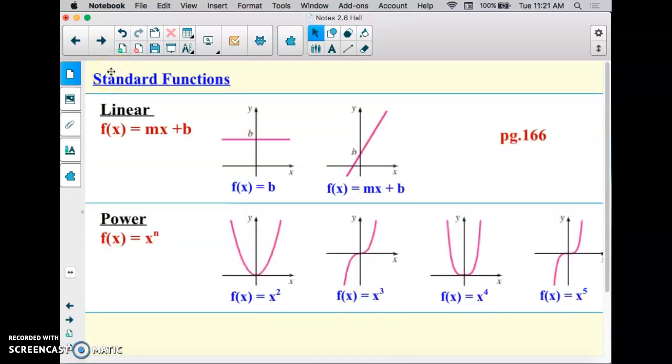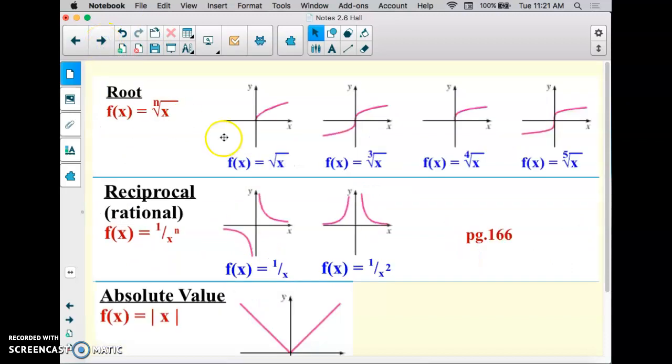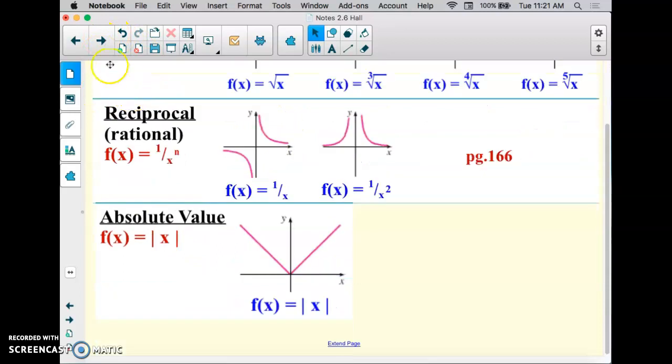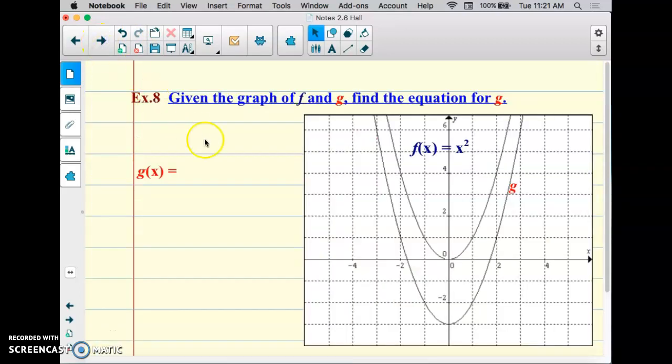Okay, so here are some standard functions. Again, I know I showed you these before, but we're going to need this for the parabola, the power function, f of x equals x squared. So I decided to show you them again. We're also going to have a root equation, square root of x. Okay, so here's the parabola one.